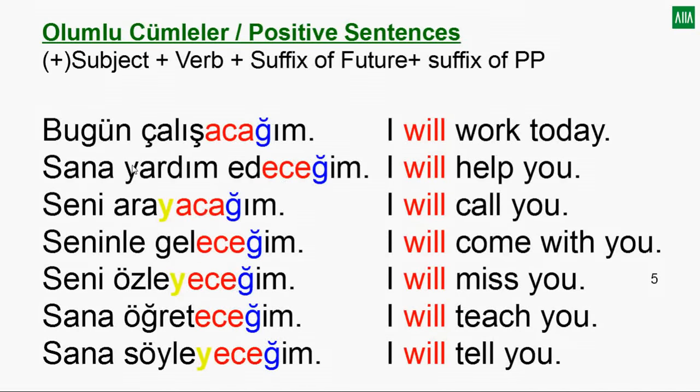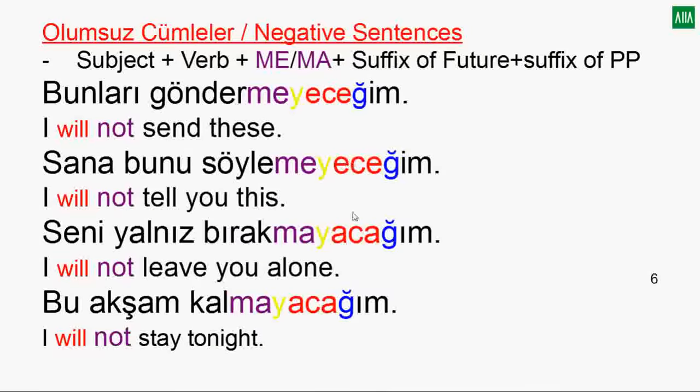So let's repeat one more time. Bugün çalışacağım. Sana yardım edeceğim. Seni arayacağım. Seninle geleceğim. Seni özleyeceğim. Sana öğreteceğim. Sana söyleyeceğim. Alright, now let's see the negative sentences. As you see, this is the formula here.